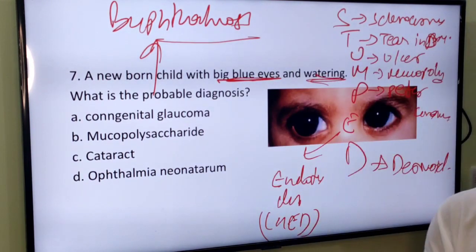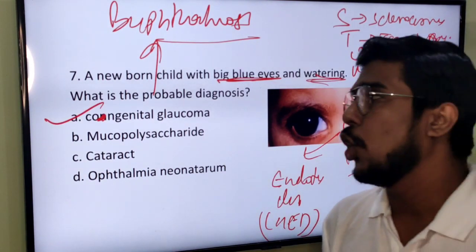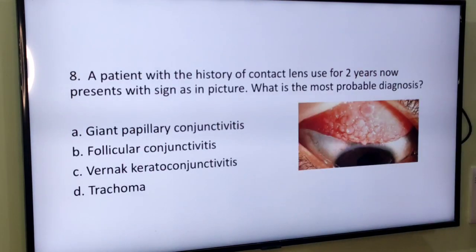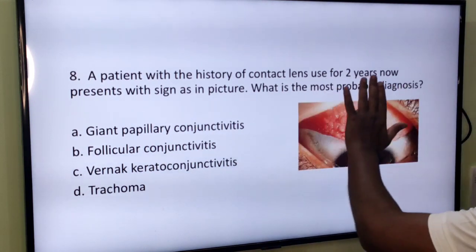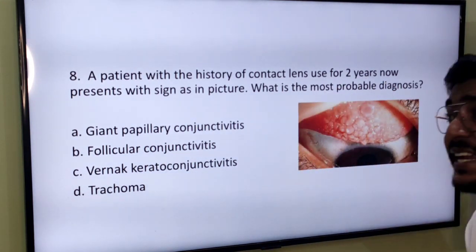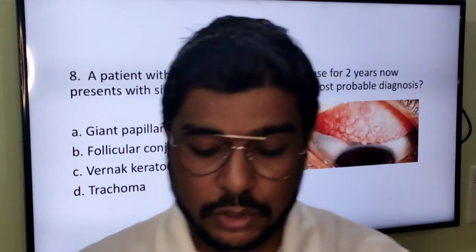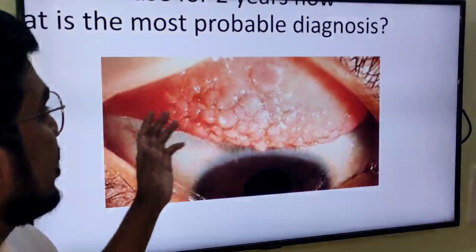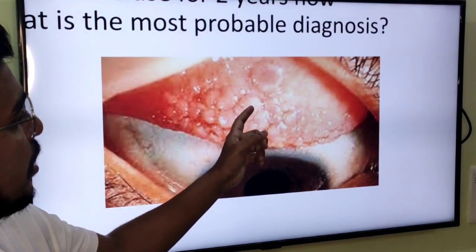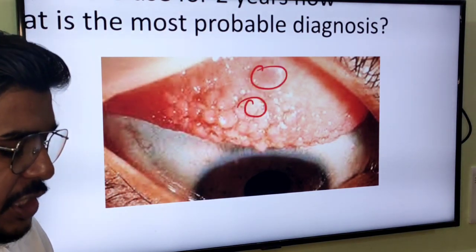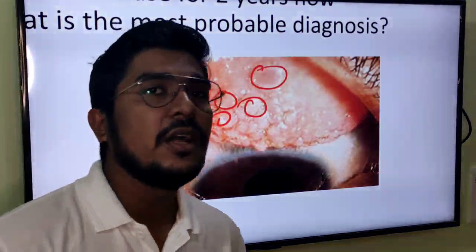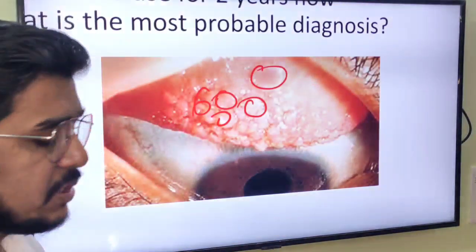So the answer for this question is congenital glaucoma. Coming to this 8th number question, can you see this? A patient with a history of contact lens use for 2 years now presents with a sign as in the picture. Can you see this picture? Giant papilla, can you see this? This was the exact picture which was given in the exam, and very much this is a giant papilla.